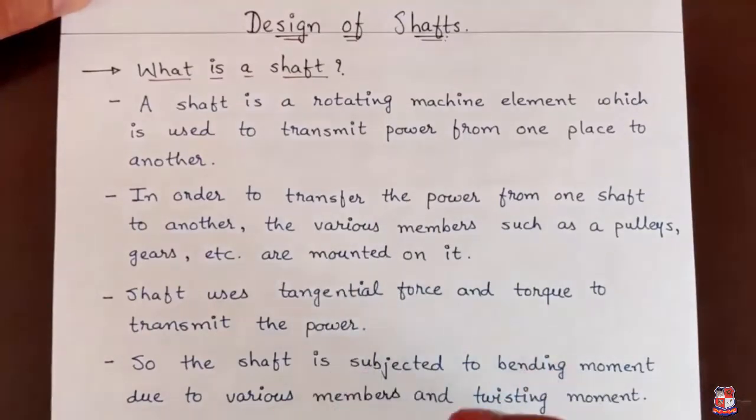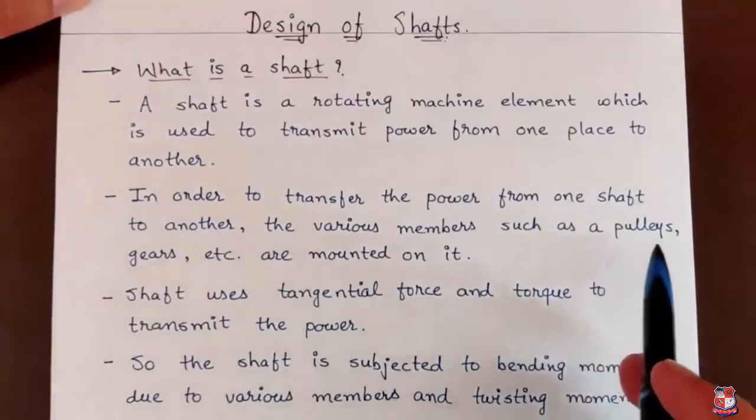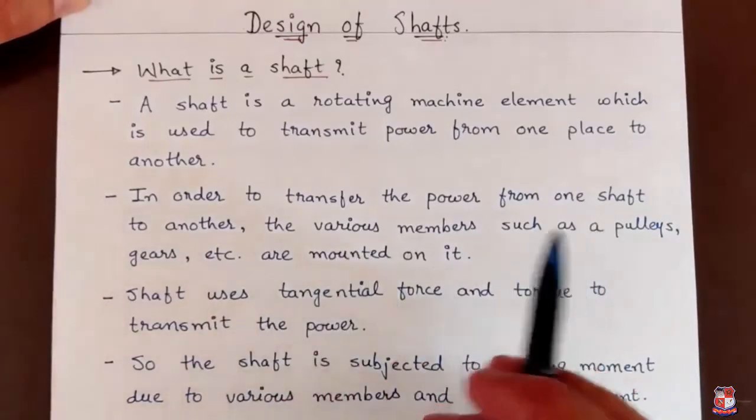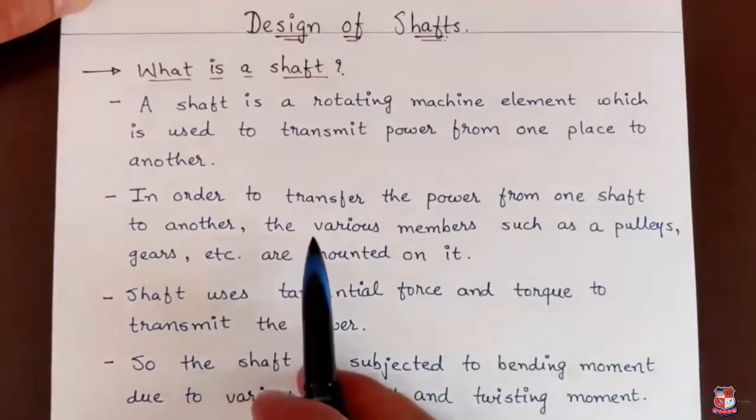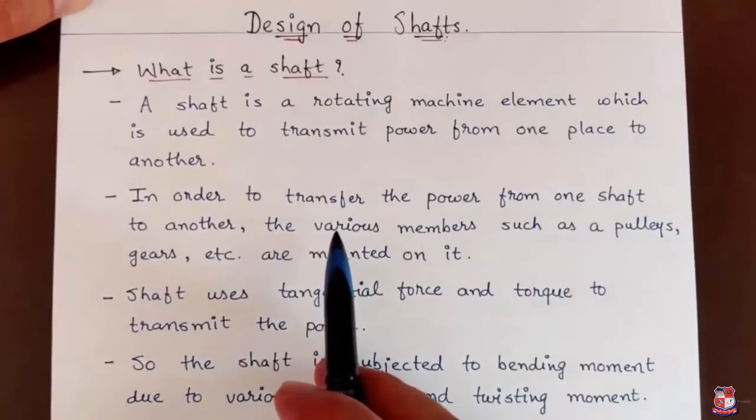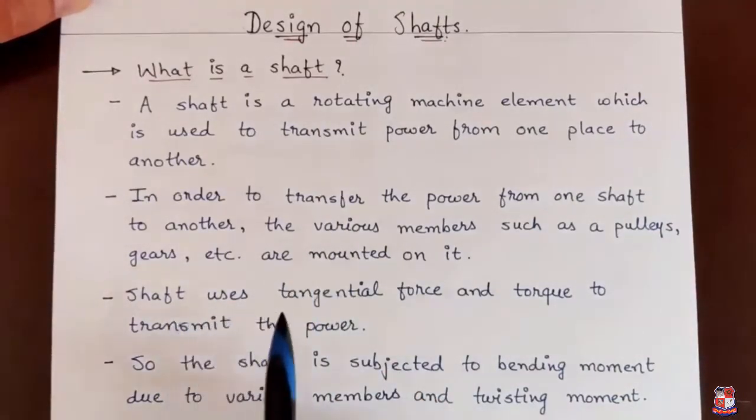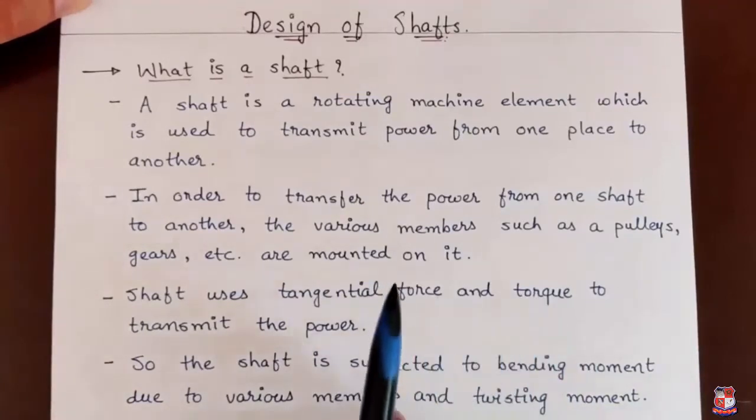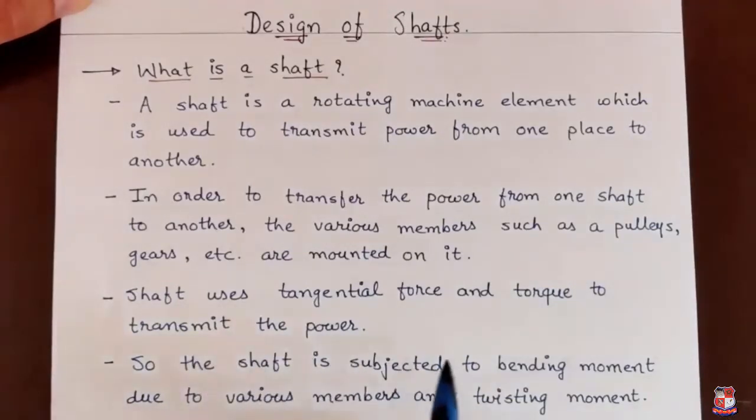Now in order to transfer the power from one shaft to another, the various members such as pulleys and gears are mounted on it. Now these are the components which are responsible for the bending moment that is generated in the shaft. Now generally shaft uses tangential force and torque. These are the two quantities which are used to transmit the power. So we can say that the shaft is subjected to bending moment. Now this bending moment is generated due to the various components which we have mounted, and the twisting moment.